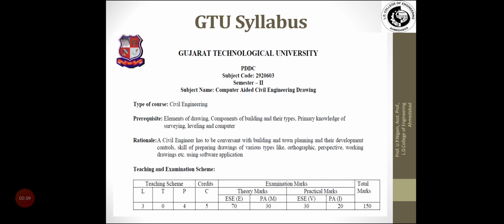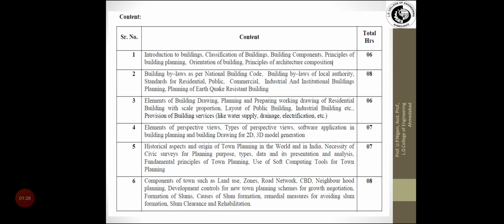This is a full-fledged subject in which the teaching scheme has 3 lectures and 4 practicals, and the credits are 5. The theory marks are in the ratio of 70 plus 30, and practical marks are 30 and 20. That's why this is called a full-fledged GTU subject, whose total marks are 150, in which you have both lectures and practicals.